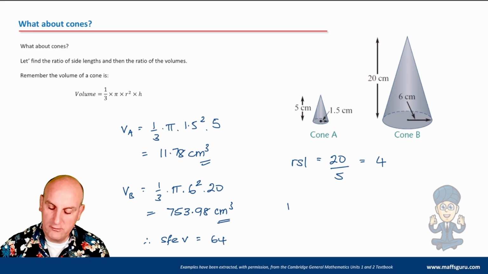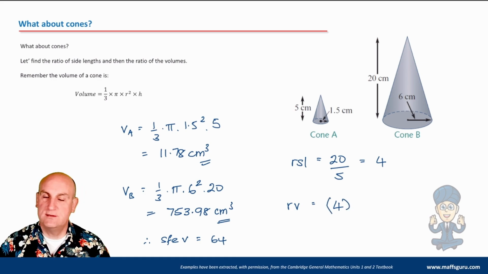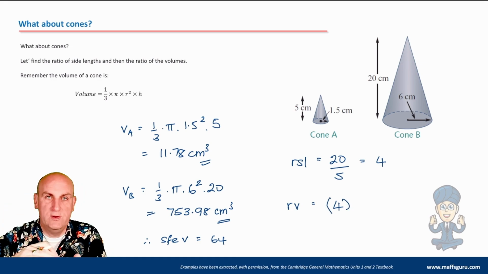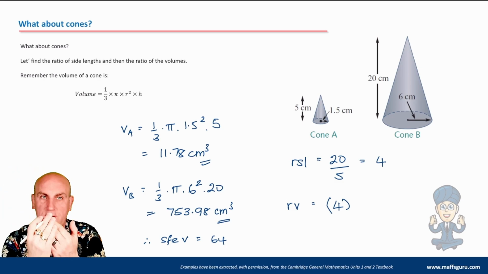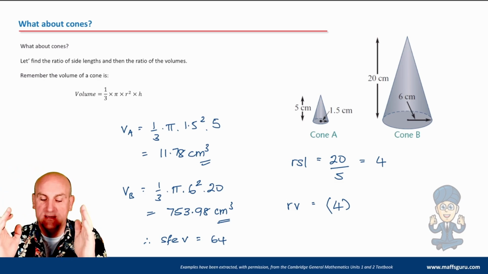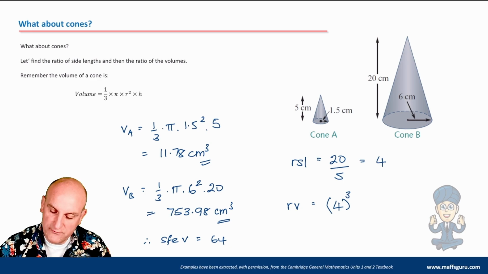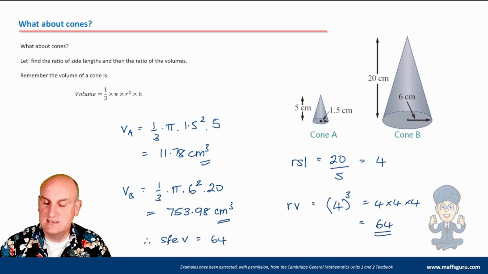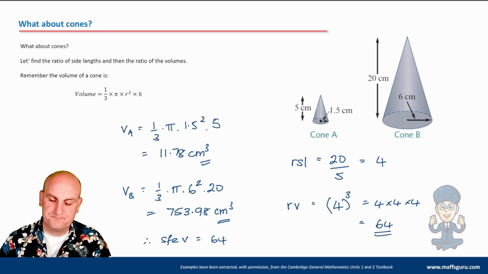So I would now know that my ratio of my volumes would be given by 4 to what power? Well, it's a three-dimensional shape. So we've grown it 3 times that way, 3 times that way, and 3 times that way. So that's why we raise it to the power of 3, which is 4 times 4 times 4, which just happens to be 64.